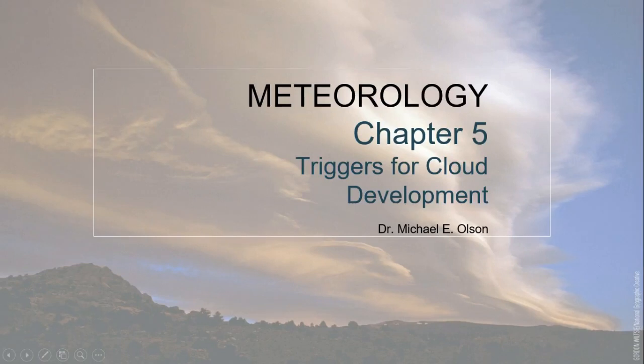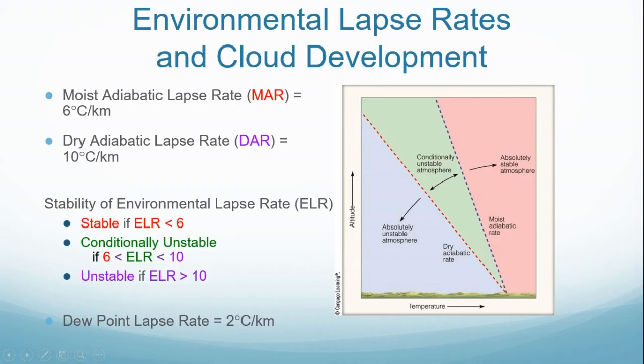In our previous video, we looked at the definition of atmospheric stability and looked at the three main types of atmospheric stability that we can have in our atmosphere. As a quick review, recall that the moist adiabatic lapse rate, in other words, how quickly a parcel of air will cool if it is 100% saturated, is 6 degrees Celsius per kilometer. If the parcel is unsaturated, relative humidity less than 100%, then it will cool at a rate of 10 degrees Celsius per kilometer at the dry adiabatic lapse rate.